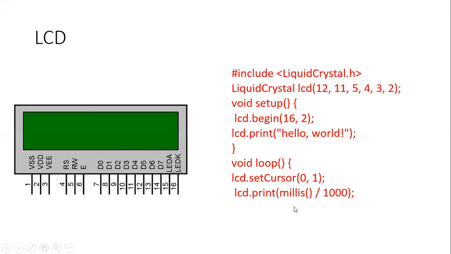In this program, we also display the seconds passed by, that is, how many seconds have elapsed since you started the program. Milliseconds divided by 1000 will give you the seconds, which can also be displayed on the screen. Like this we can write a simple program to use an LCD with an Arduino.